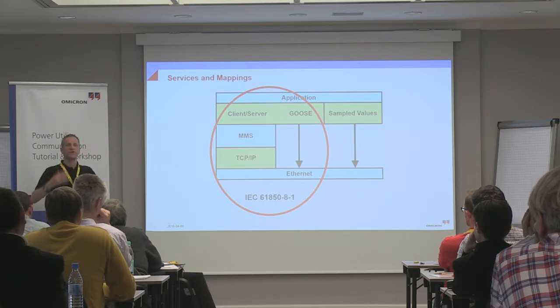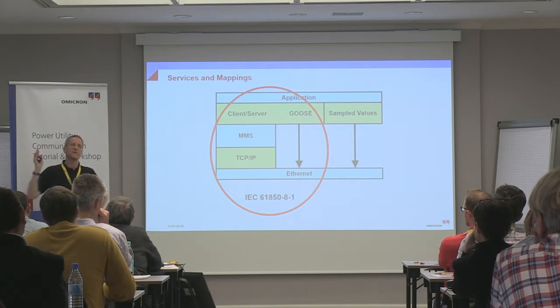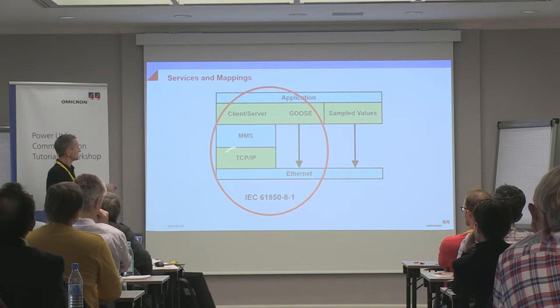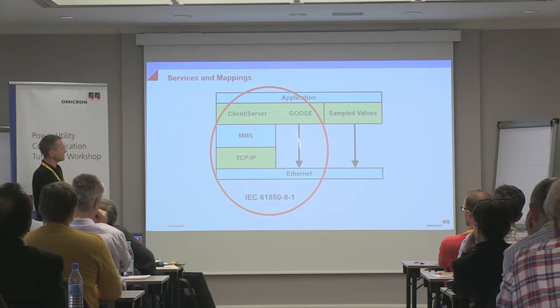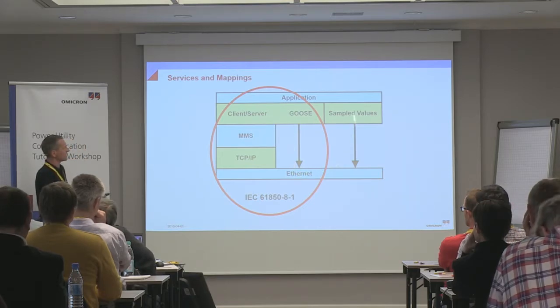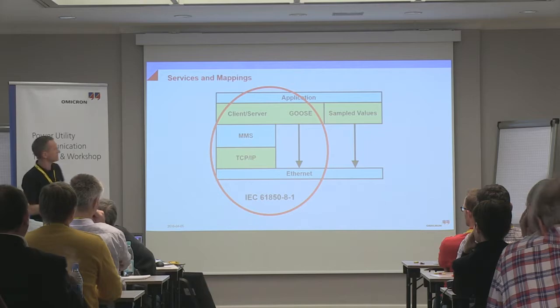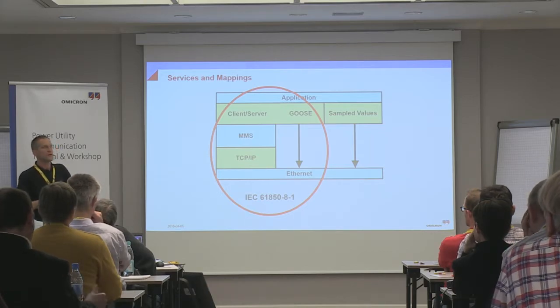So when I order a taxi, I order a taxi. I don't say it has to be a Volkswagen taxi or it has to be a Mercedes taxi, because this here is only the Volkswagen and the Mercedes. I want to have a taxi. And the GOOSE is directly mapped on Ethernet and the sampled values just as well. And you will see that they are rather similar.